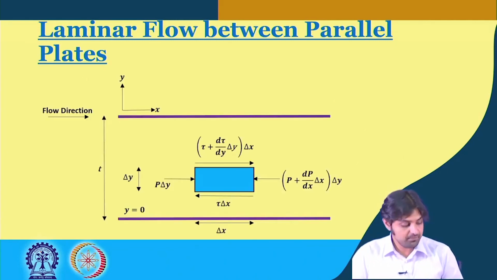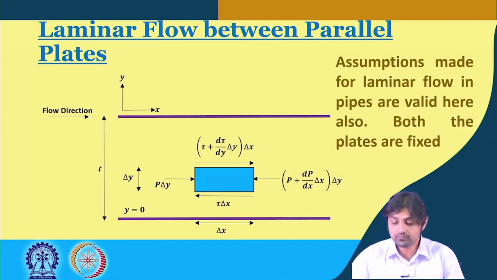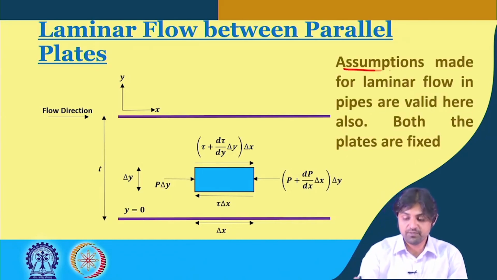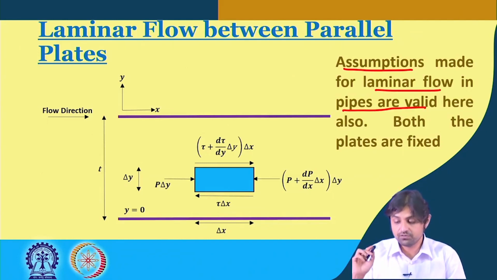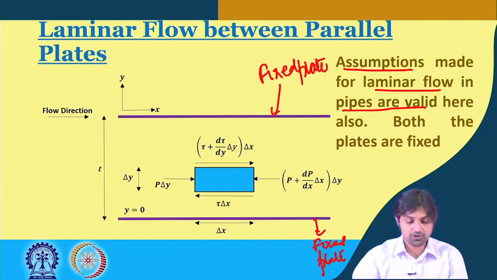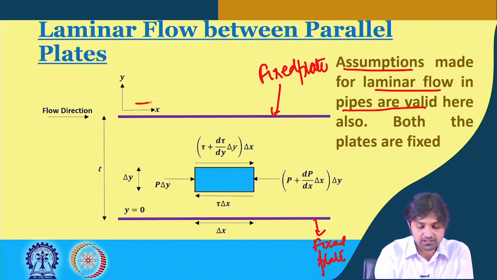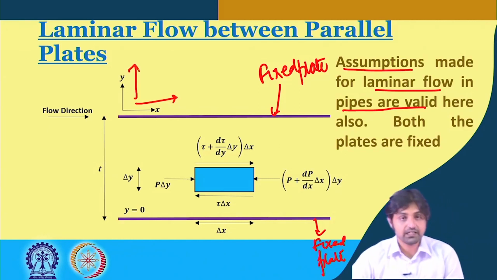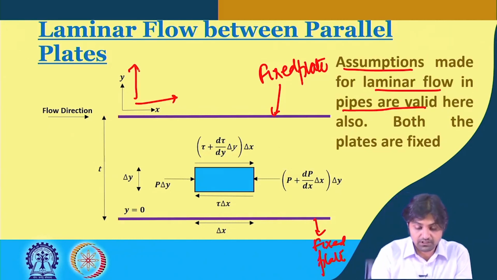So, this is a parallel plate. Whatever assumptions we made for laminar flow in pipes are valid here also. In this case both the plates are fixed plates. As you can observe, this is the x direction and this is the y direction. The distance between the plates is given by t.